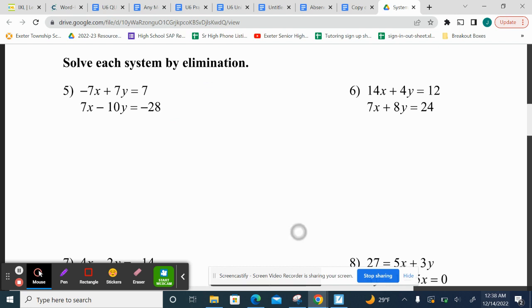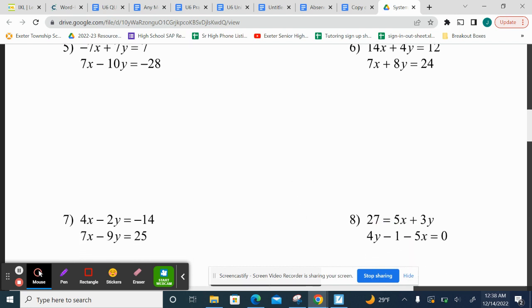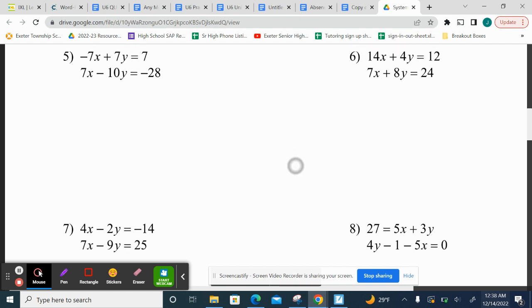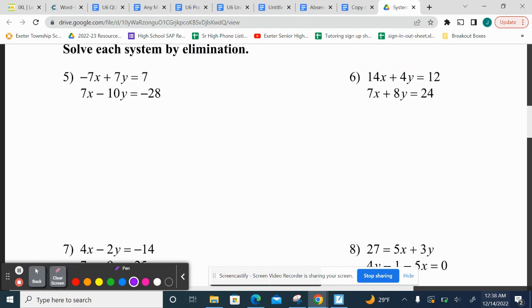So I'm not going to do that one. Now with 6 and 7, you're going to have to multiply times something to make the elimination happen. What I would do is just check, is there a way to make 7 into 14 pretty easily? Yeah, I could multiply. Now, they're both positive, so you'd want to make one negative. So you have 2 options. You could multiply this one times negative 1, and this one times 2.